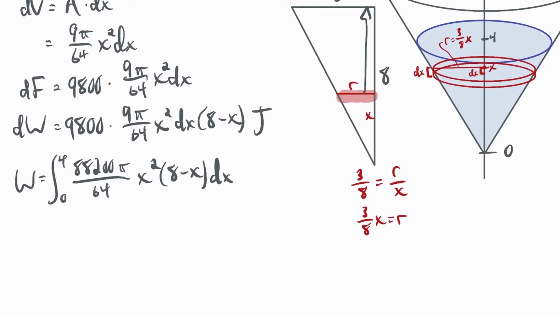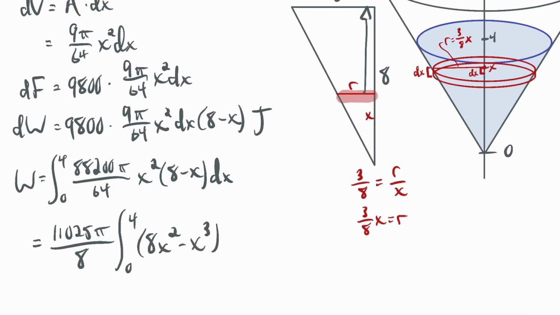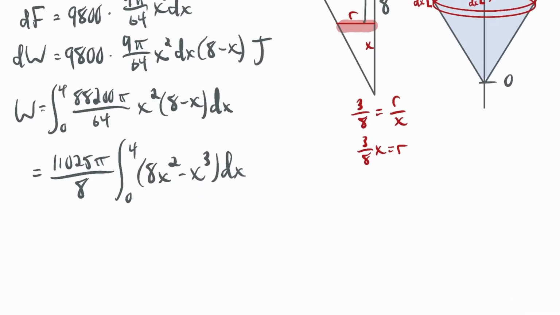I could probably reduce. What's 88,200 divided by 8? That's 11,025, because 88 divided by 8 is 11, and 200 divided by 8 is 25. So when I move these out in front of the integral, I'm going to have 11,025 pi over 8 times the integral from 0 to 4 of 8x squared minus x cubed dx. And this is a relatively simple integrand to deal with.